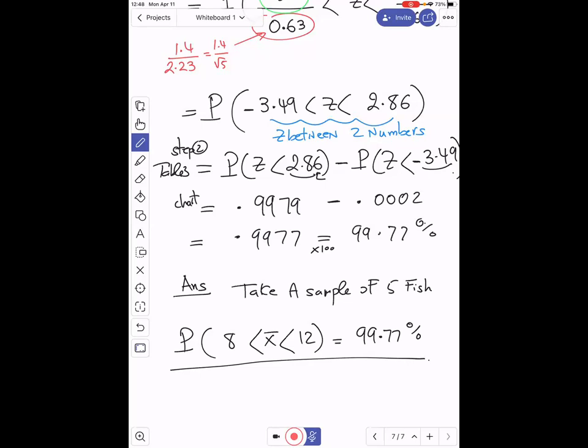Again, X bar is just the average length, right? So the probability that the average length of the 5 fish is between 8 and 12 inches is actually 99.77%. Any questions, guys? You see the difference between your variable X and this variable X bar, which is the sample mean, right?